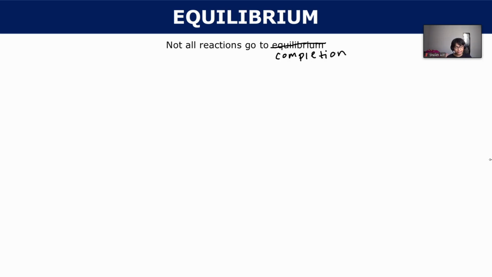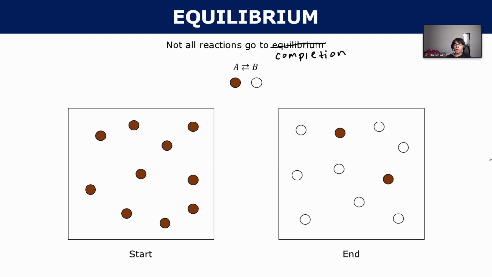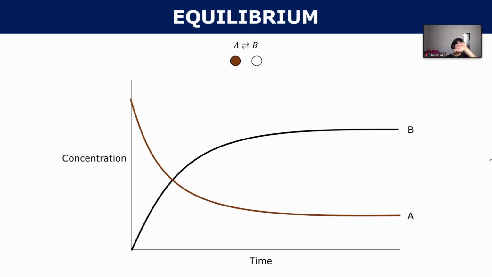If you take a look at this reaction right here, where A is in equilibrium with B, at the start you might have a bunch of these brown molecules, and at the end you might have a bunch of the blue ones, or the B ones, but you also have the reactants in the final container. If you were to plot their concentrations over time, they would look a bit more curved like this. And you can see how at the end they kind of flatten off.